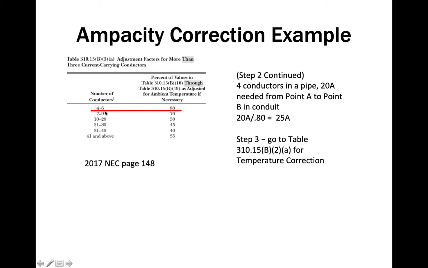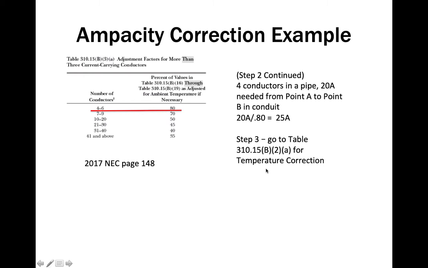So I go to my first column, 4 to 6, I have 4 conductors in a pipe. Here's my 4 to 6, run my finger across to the correction factor, 80%. So then I take my 20 divided by 0.8, which is the decimal equivalent of 80%, and I get an ampacity of 25 amps. So I would need a conductor that could carry 25 amps based upon this pipe fill.